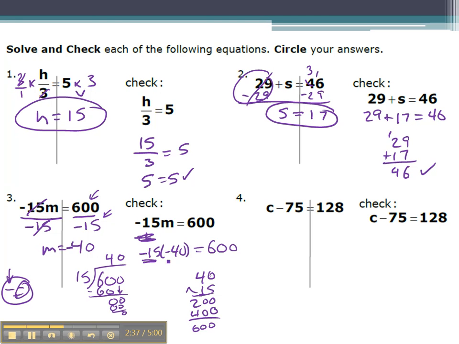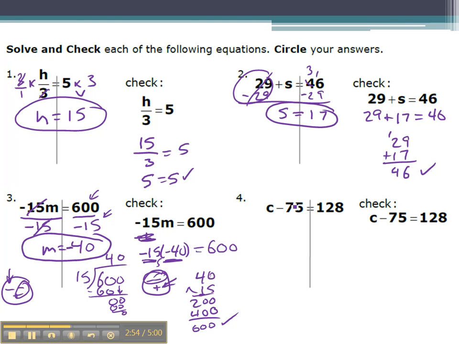And we have a negative times a negative, so we have a positive product. Okay, so it is positive 600, so that checks out. So m equals negative 40. Number 4, c minus 75 equals 128.